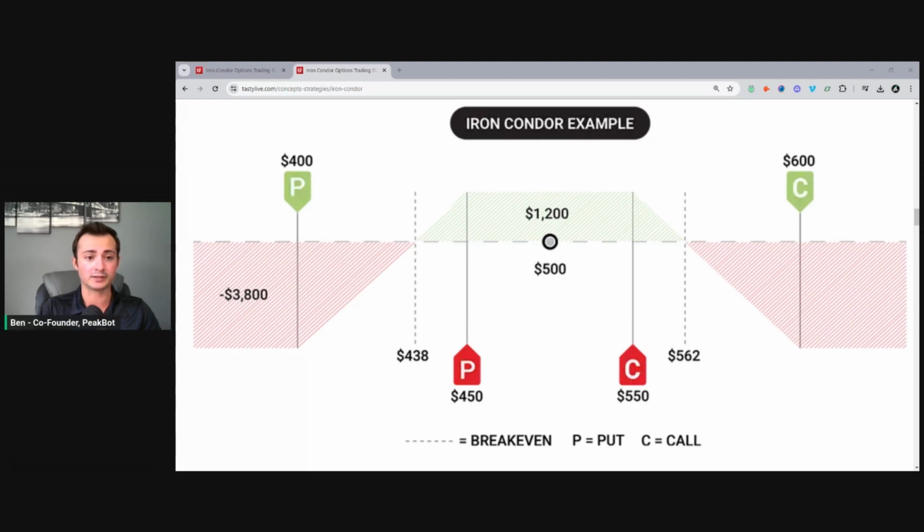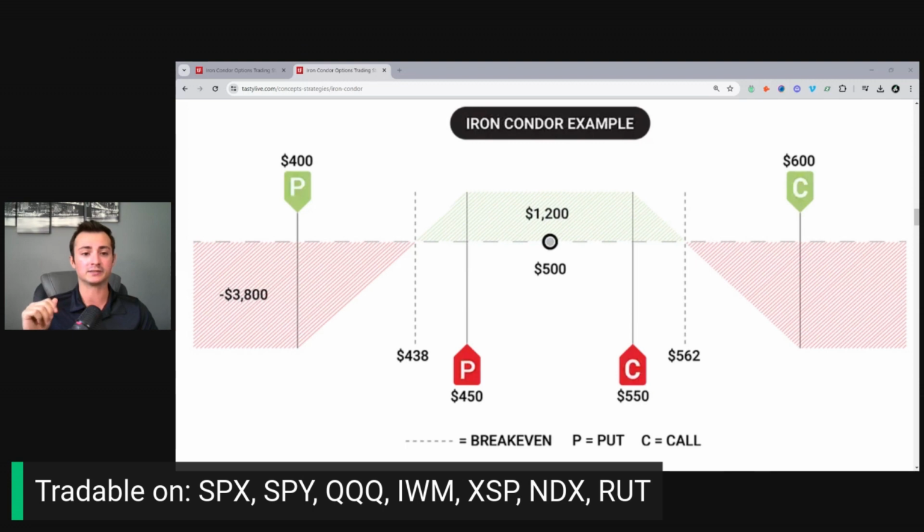Now, you can't trade this strategy the way PeakBot does on every ticker. Again, we're doing 1 DTE, so we're getting into positions every day so that we can continue to collect premium. There's a certain number of tickers that this is tradable on, and that is the SPX, the SPY, the QQQ, IWM, XSP, NDX, RUT. And I'm sure as time goes on and this video becomes more dated, there will be more tickers that add these 1 DTE options available.